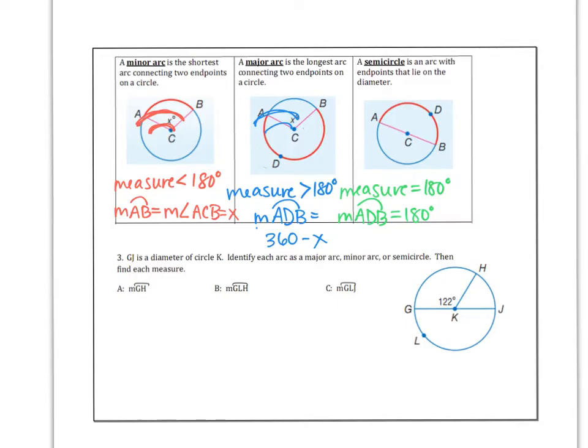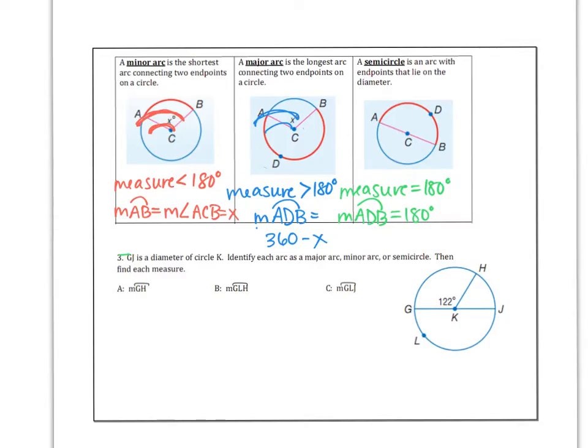Okay, take a minute. Let's look at number 3. It says GJ is the diameter of circle K. There technically should be a little segment bar above that. So segment GJ is the diameter of circle K. Identify each arc as a major arc, a minor arc, or a semicircle, and then find each measure.